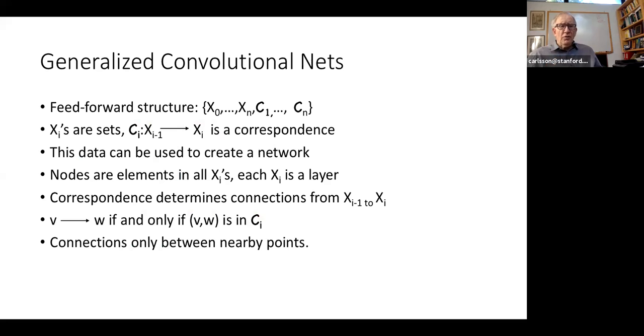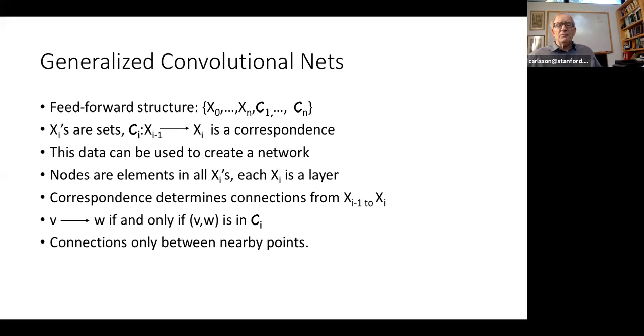Okay, so now having talked about that, I want to give a notion of what one could talk about as generalized convolutional neural nets. These are what would be called graph-based convolutional neural nets. So a general feed-forward structure here, by that I would mean a collection of sets, and then a correspondence, if you like, or a relation between the (i-1)th one and the ith one. So that's what we would call an abstract version of a feed-forward structure.